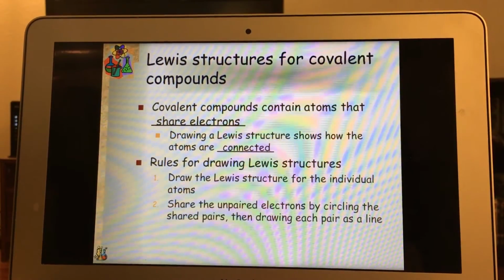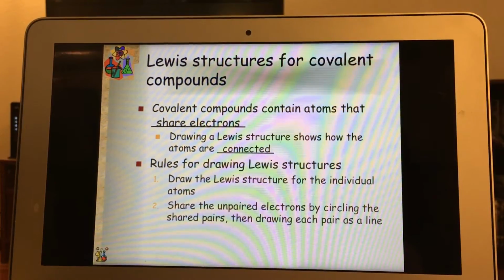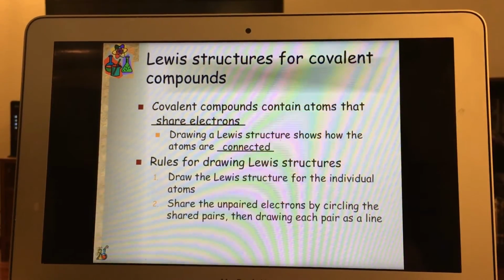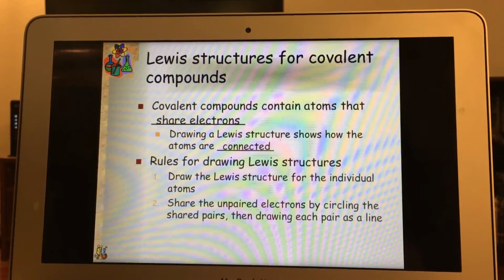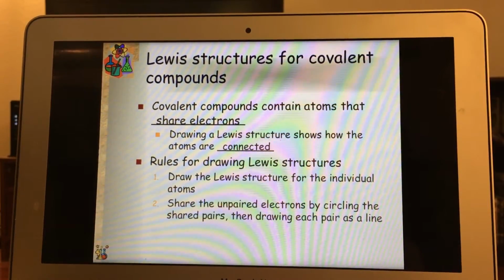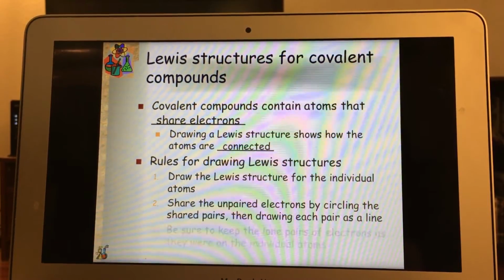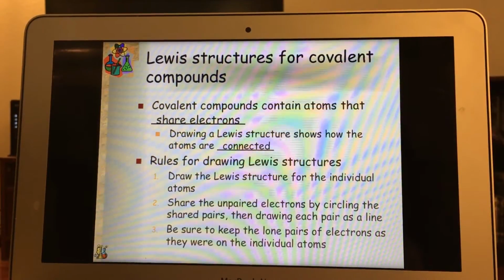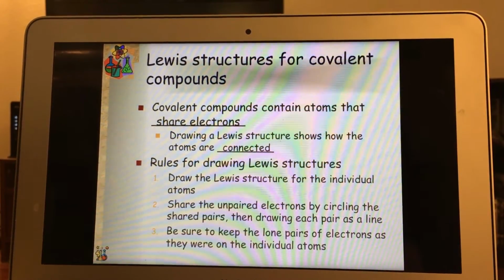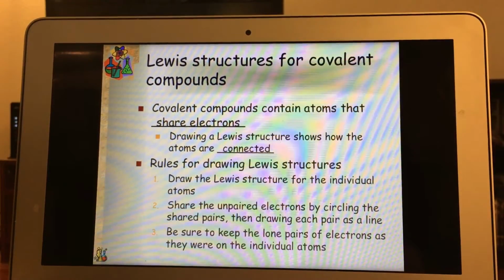Next, you should share any unpaired electrons by circling the pairs between the atoms, then erasing those circled pairs and drawing each pair as a line or a covalent bond. Finally, you should be sure to keep the lone pairs of electrons that were not shared as they were on the individual atoms for the final compound.